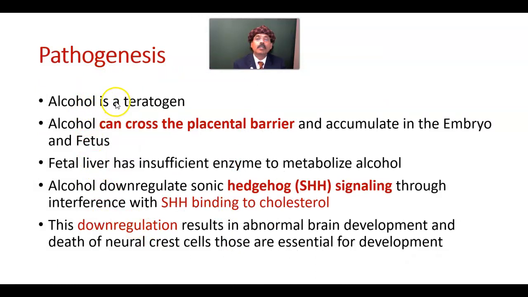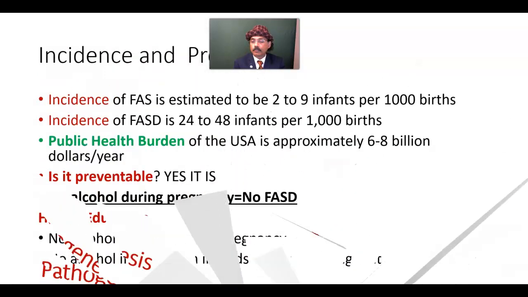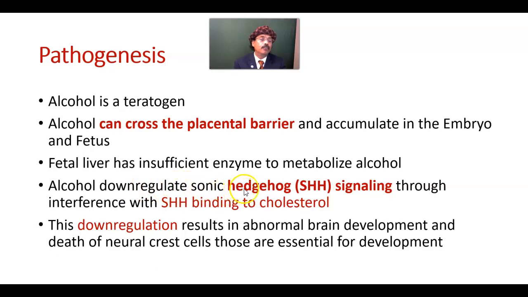Pathogenesis. Alcohol is a teratogen. Alcohol can cross the placental barrier and accumulate in the embryo and fetus. Fetal liver has insufficient enzymes like alcohol dehydrogenase to metabolize alcohol. This is the recent theory, that alcohol downregulates sonic hedgehog, SHH, signaling through interference with SHH binding to cholesterol. This downregulation results in abnormal brain development and death of neural crest cells, which are essential for the development of the head and neck.